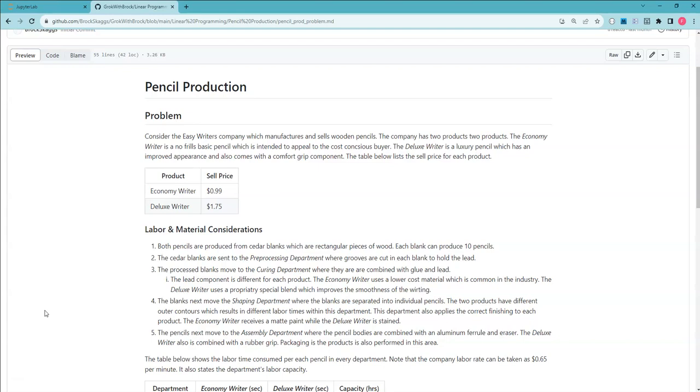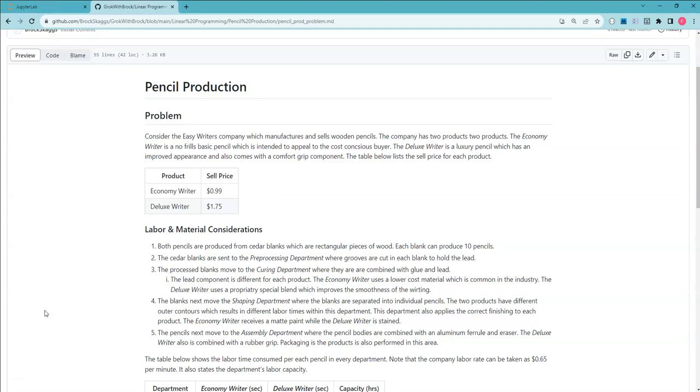Here we're going to have a fairly simple model where we're working at this Easy Riders company, and they just have two products. They've got a budget line product that we call the Economy Rider that sells for 99 cents, and then a more premium pencil, the Deluxe Rider, that sells for $1.75.